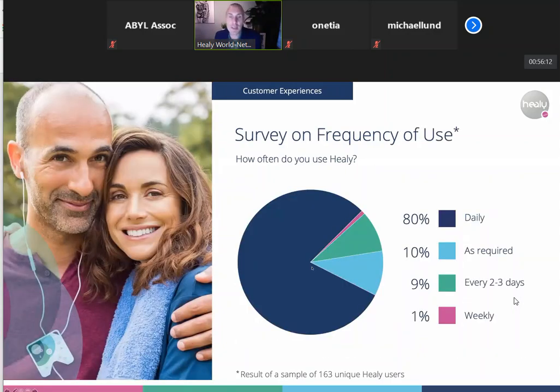80% is using the Healy daily, 10% as required, and 9% every 2-3 days. Only 1% is using it weekly. So, like I told you, you can have 3 to 4 programs a day, but not everyone is doing 3-4 programs a day. So not everyone is having the same results, maybe you notice.